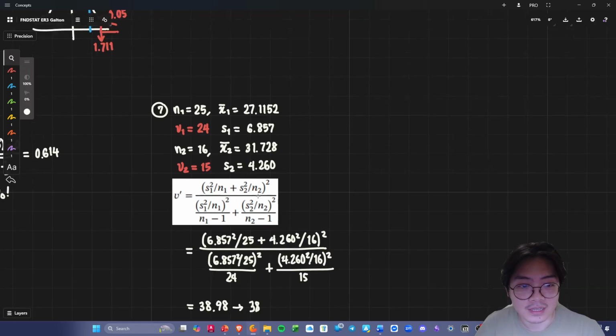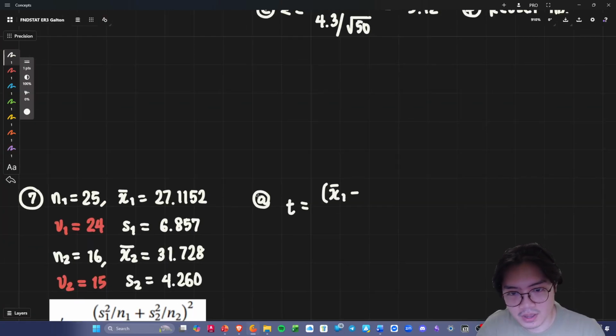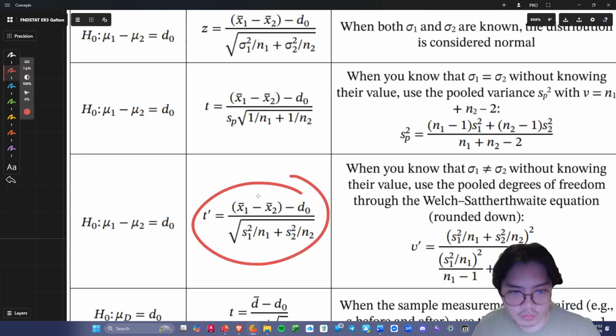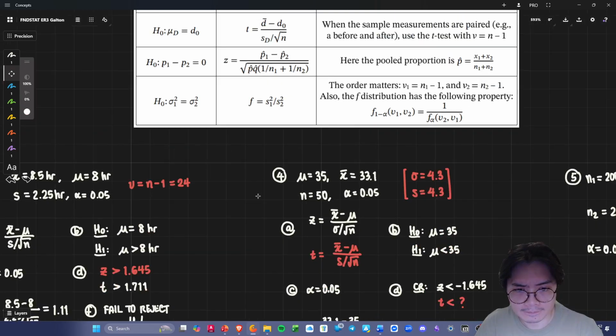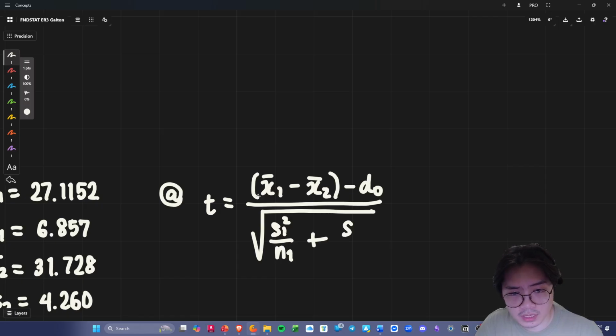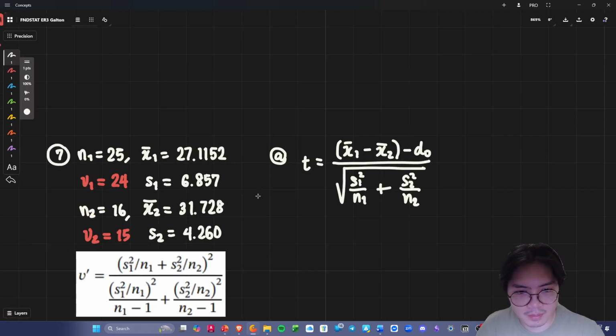Anyway, all of this, and we haven't even finished yet. We haven't even started yet. Our test statistic should be x-bar 1 minus x-bar 2, all over the square root of S1 squared over n1 plus S2 squared over n2. Oh, sorry, getting ahead of myself.